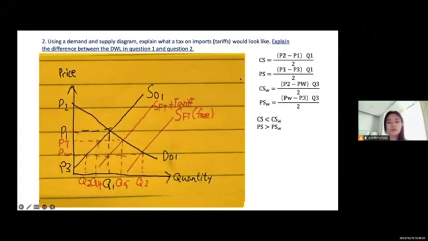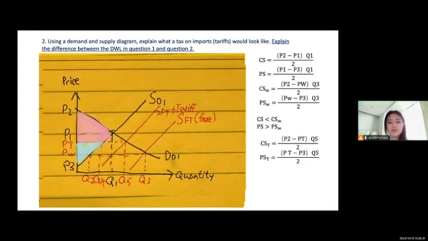So now we have an additional new line representing the trade with a tariff, and now the product from the foreign producer has decreased compared with when there is no tariff, while the domestic producer's product has increased. And the price has risen to PT. At this point, the CST is less than CSW, and consumers are worse off when there is a tariff.